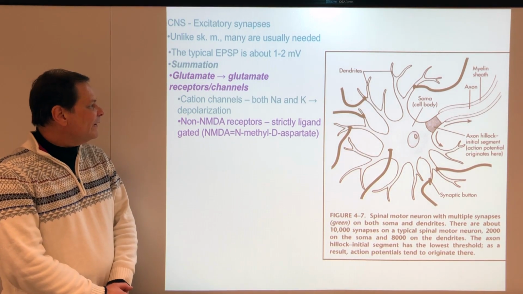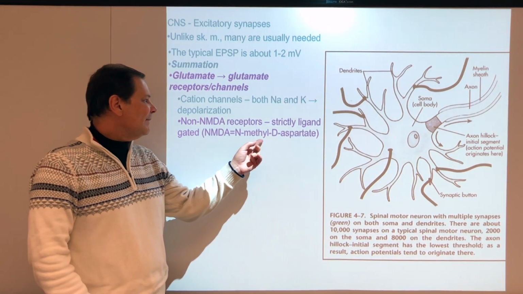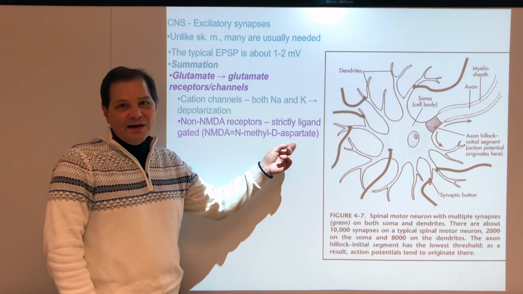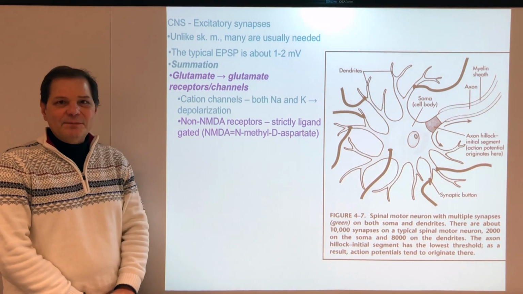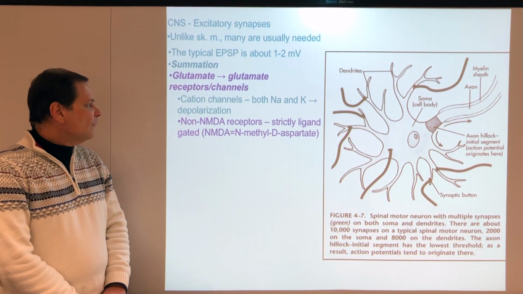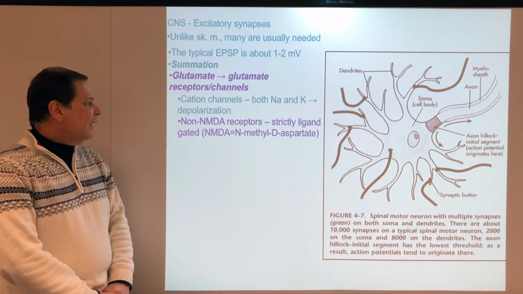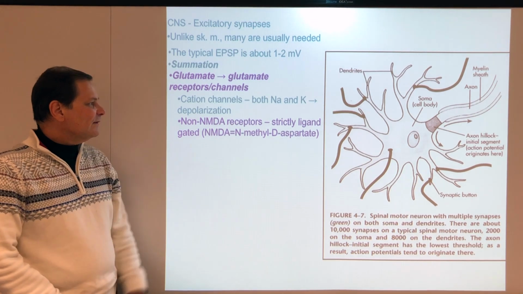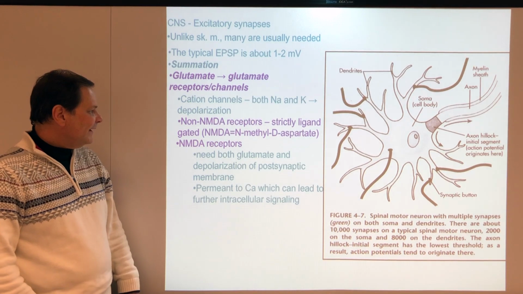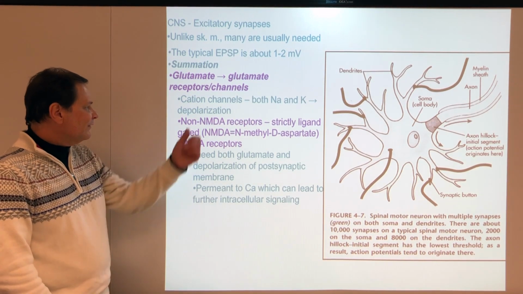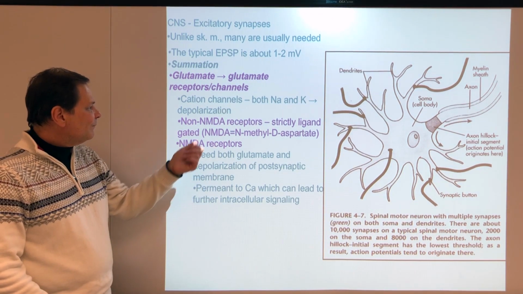We have two types. We have NMDA receptors, that is receptors that bind N-methyl D-aspartate. This is not a physiological ligand, but it does differentiate between the two different receptor types. We have non-NMDA receptors that don't bind this, and we have NMDA receptors that do. The non-NMDA receptor is strictly ligand-gated, so it binds the ligand and opens. Simple as that. It binds glutamate.